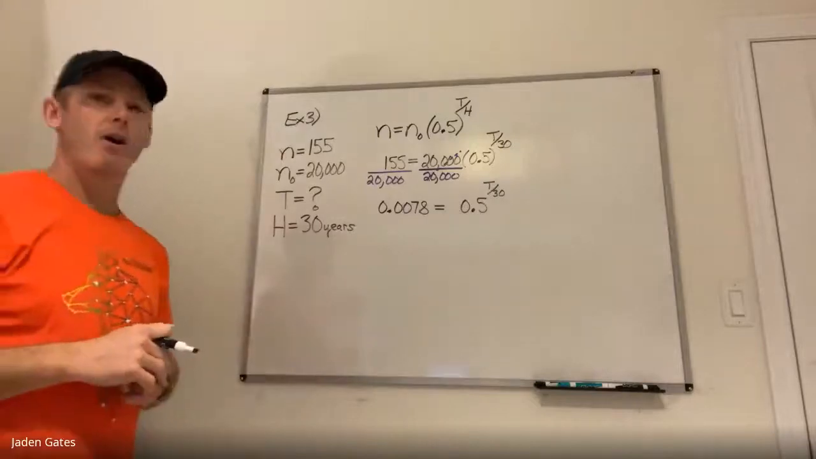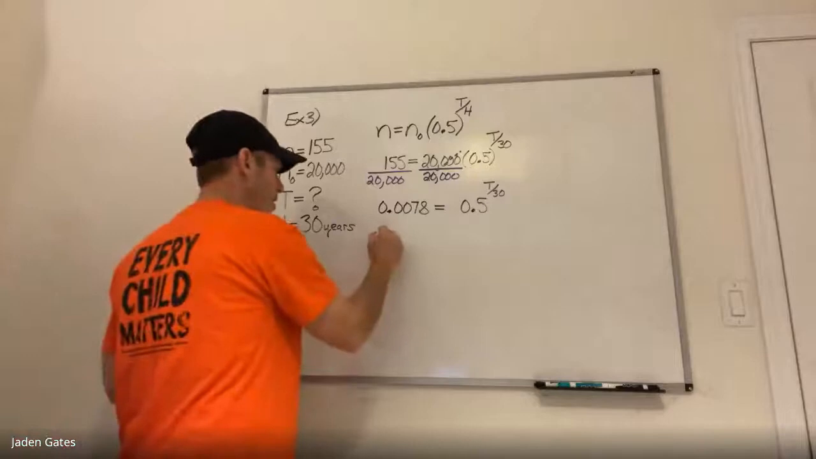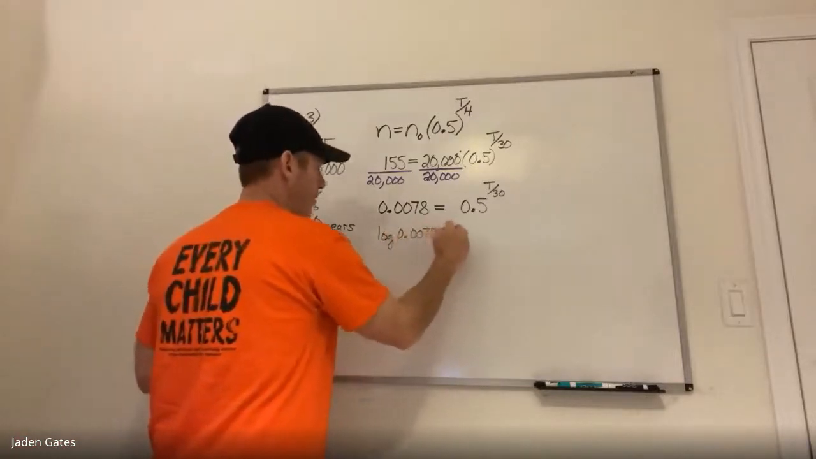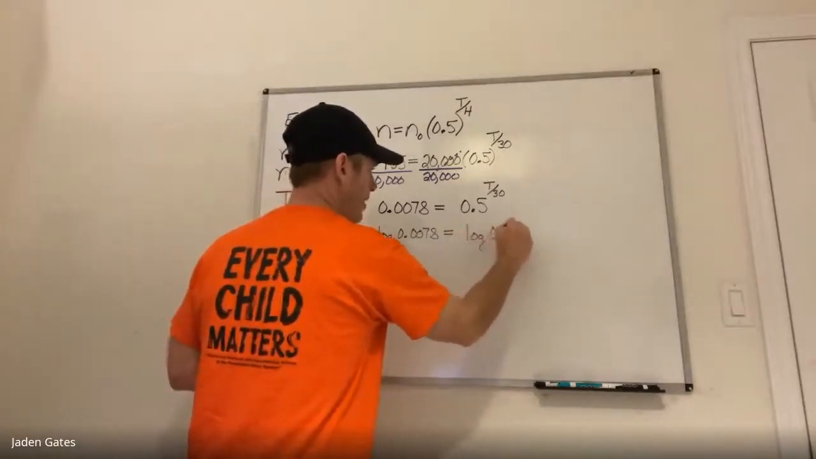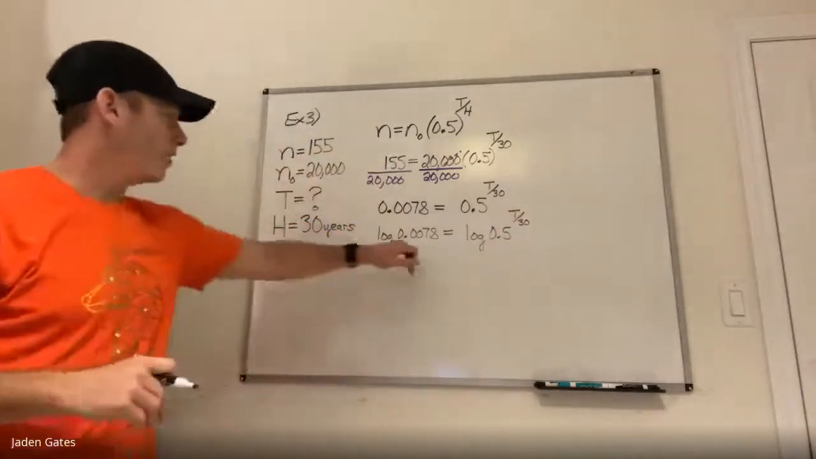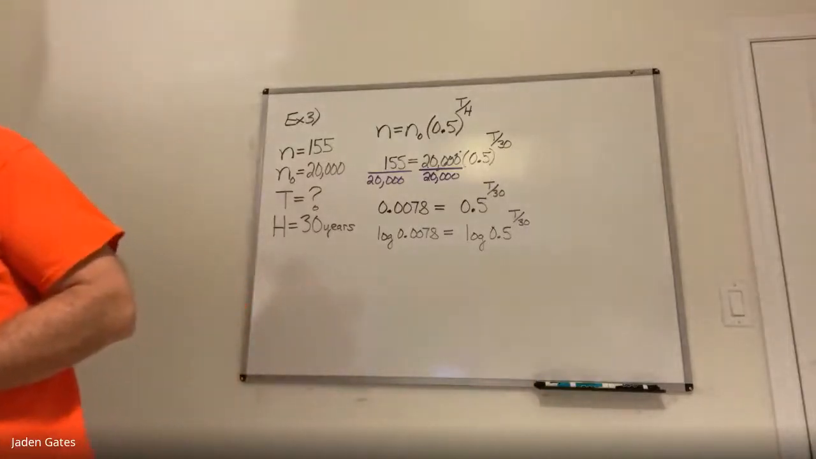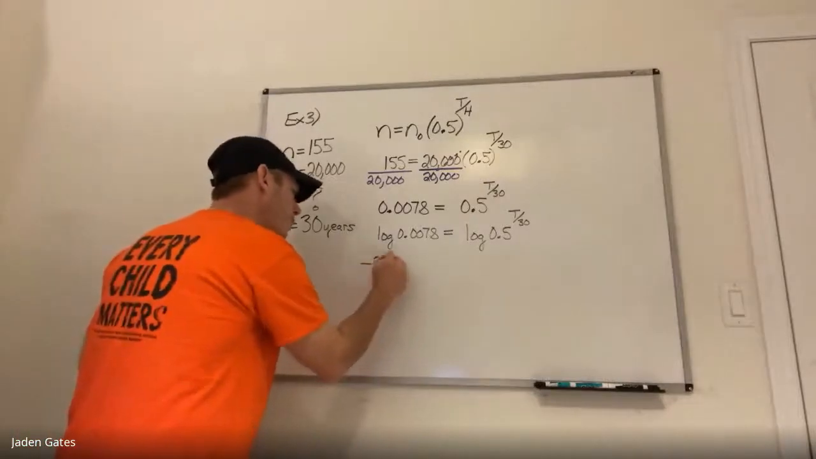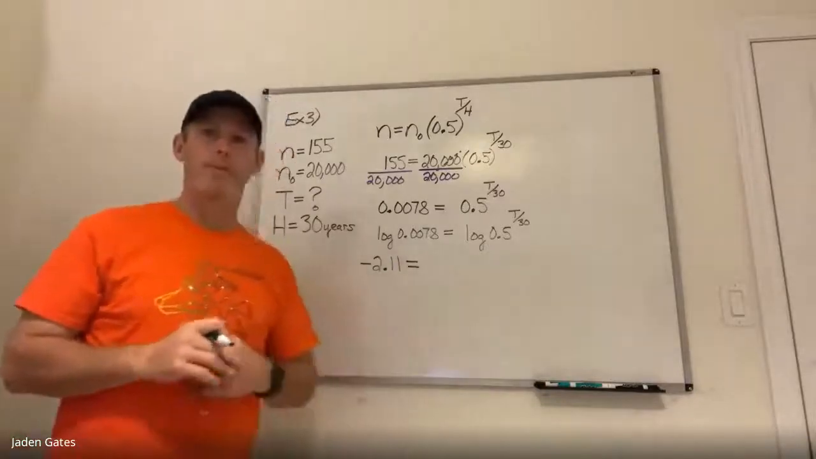All right, now I got to solve for that exponent. I'm going to take the log of both sides. So I'm going to take the log of 0.0078. I'm going to take the log, like I said, of 0.5, and that exponent is t divided by 30. Now the log of 0.0078, that is so small, that might even be negative. And it is. It is negative 2.11.